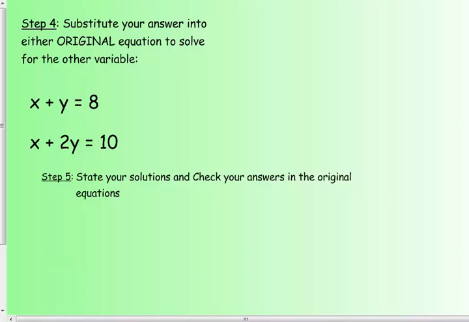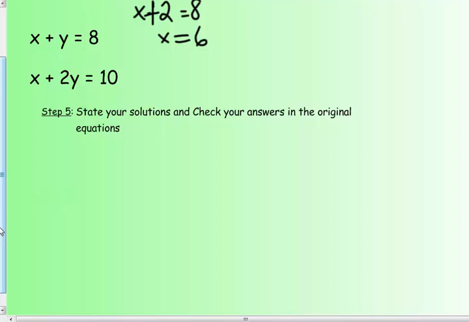Well, this is the easiest equation, x plus y equals 8. I know y is 2, so substituting that 2 in, x plus 2 equals 8. What plus 2 equals 8? Well, x has to equal 6. So state your solution and check your answers in the original equation. So x equals 6 and y equals 2, or I could write it as the ordered pair (6, 2). That's what I believe the solution is to both equations.